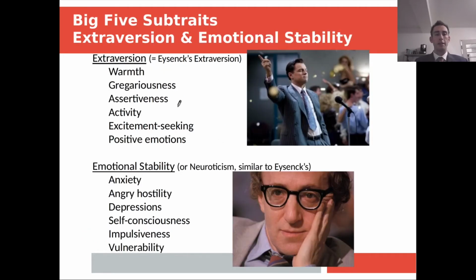Similar to Eysenck's model, right, this includes extroversion, which has things like warmth, gregariousness, talkativeness, right, assertiveness, activity, excitement seeking, etc. It has emotional stability, which is kind of the opposite of neuroticism, so it's another dimension like Eysenck's, which includes being anxious, angry, hostile, depressed, impulsive, or vulnerable.